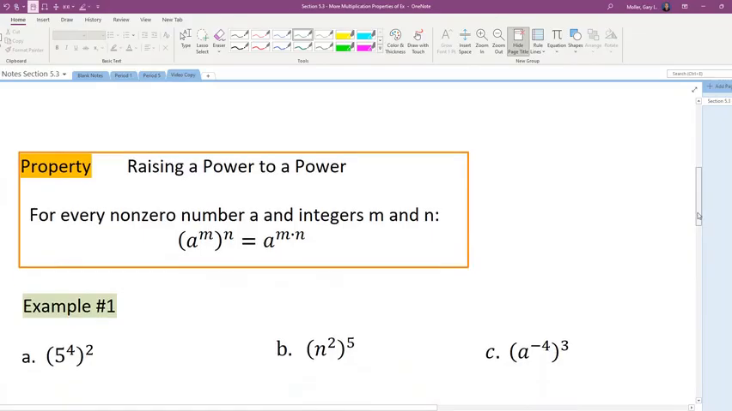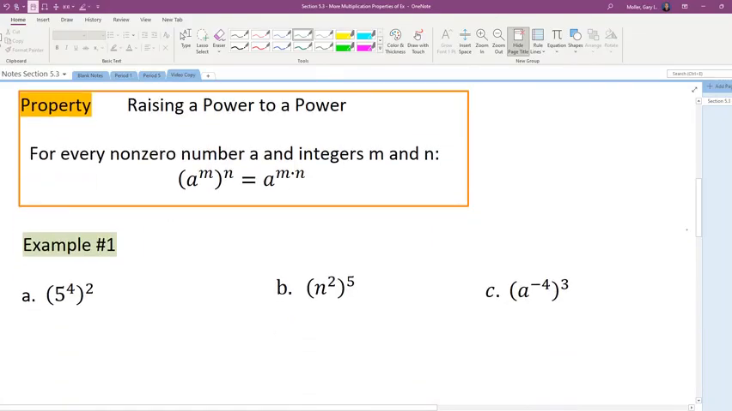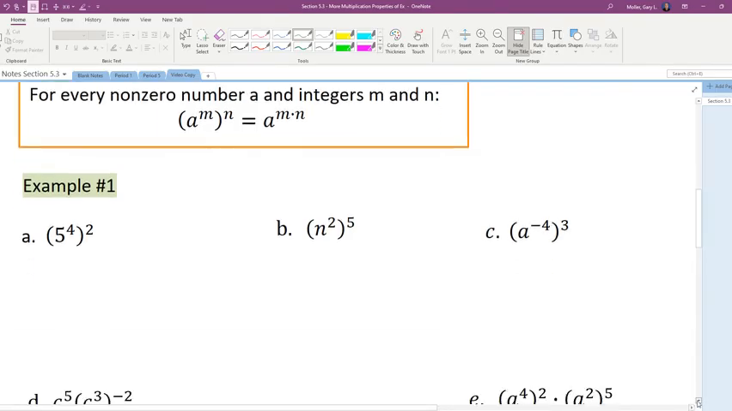And that brings us to our first rule of the day, raising a power to a power. So for every non-zero number a and integers m and n, if you have this situation, a to the m and then that raised to the n power, then all you do is multiply the 2 powers together. So let's apply that rule.